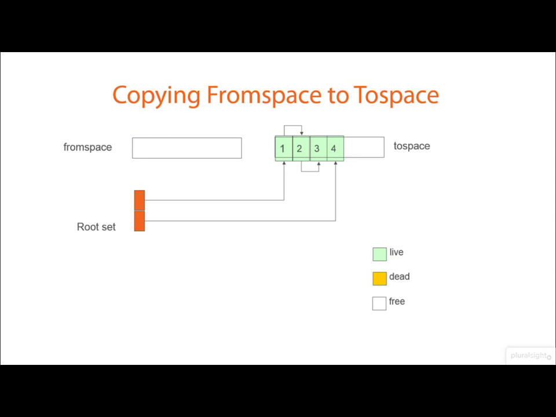The to space and the from space are now swapped. The next piece of memory that gets allocated is in this new from space, and then finally when that becomes full, the whole process happens again.